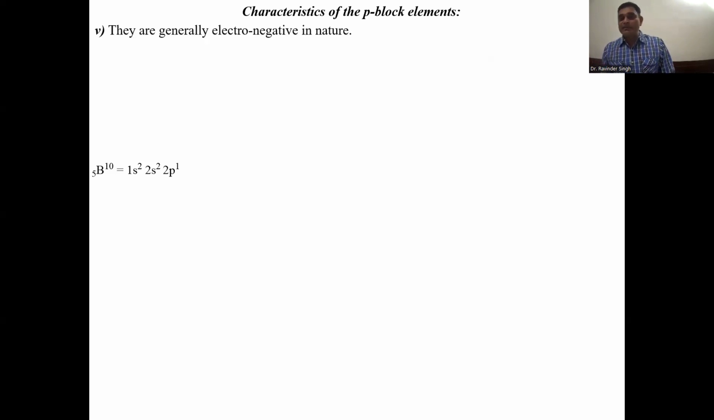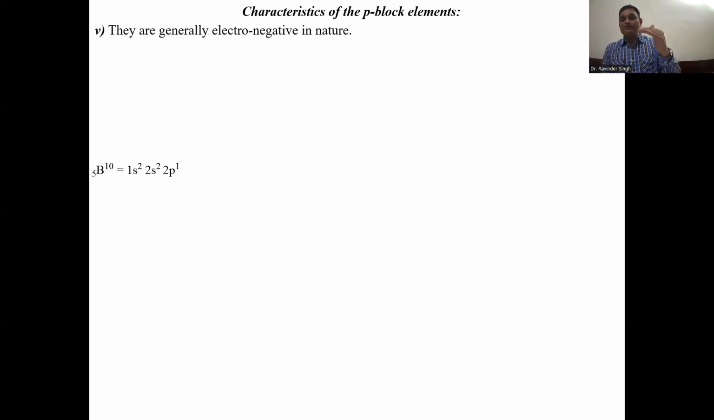Means there is variability in all the p block elements, because some elements are present at the top of the p block, some in the second period, some in the third, fourth, fifth, and so on. In that way, they are present in different periods, which means their size will be different. We will discuss the size later on.